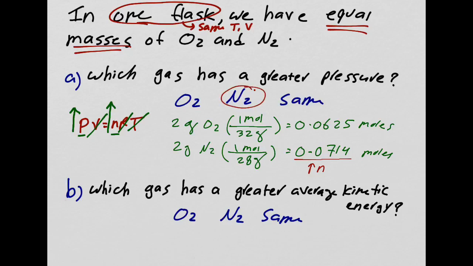So far so good. Again, PV and RT, write it down, cross out the ones that are not changing. There's one flask, so that means same temperature and volume. Temperature and volume don't matter. So now if I look at it, which one has a greater pressure? The one that has more moles, because on the opposite side, it has to equal to each other.